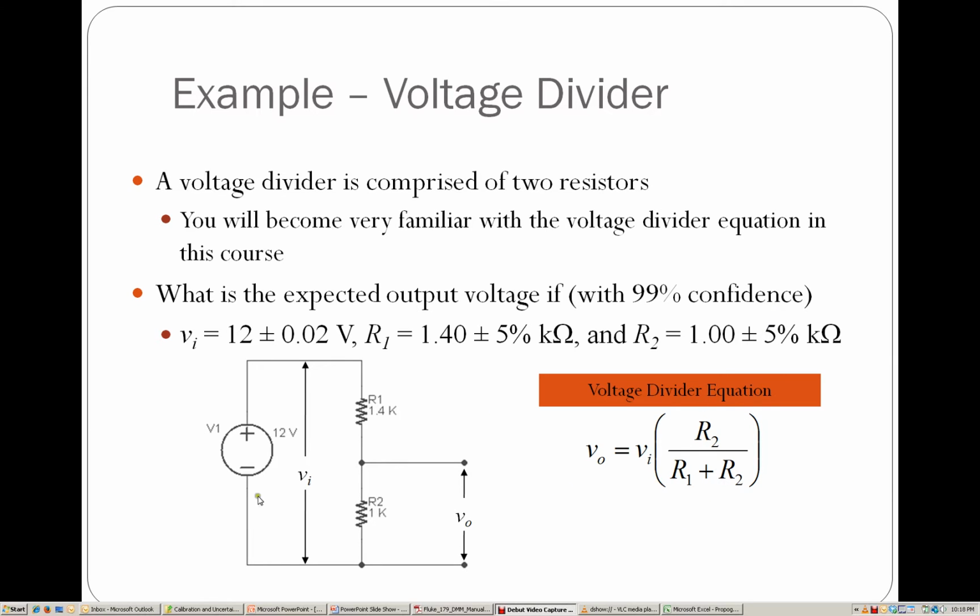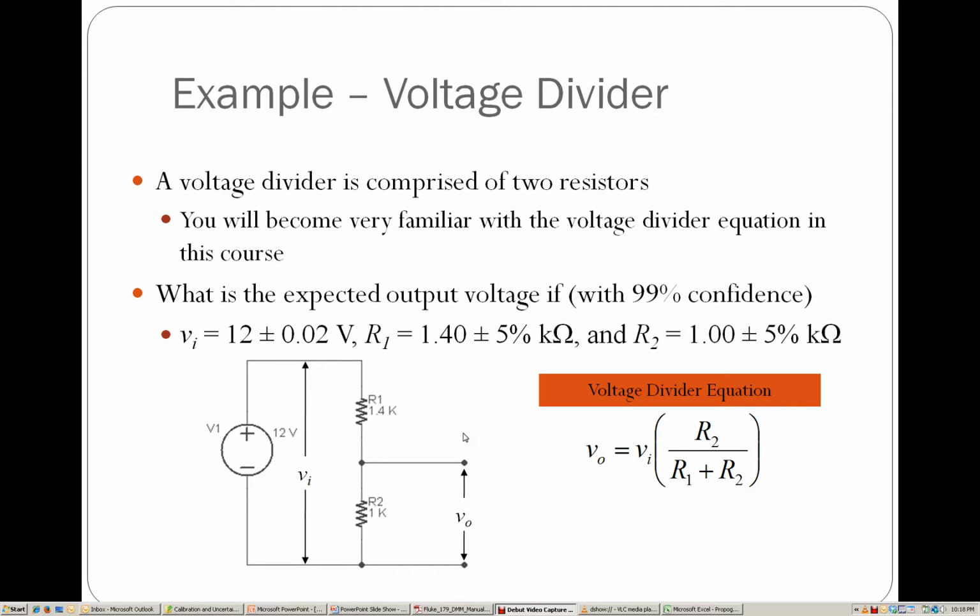The voltage divider equation looks something like this. If we have an input voltage, that's our V sub I, and two resistors connected together, and we know the input voltage and we know the values of the two resistive elements, we can calculate the output voltage. The output voltage is VI multiplied by the value of R2, this resistor right here, divided by the sum of R1 and R2, or the total resistance of the two combined elements.